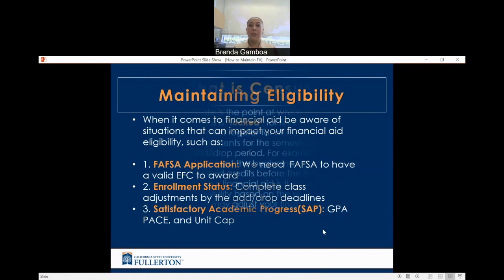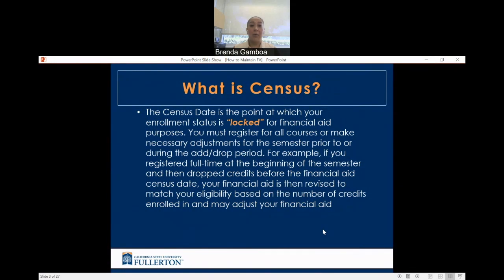Now, when it comes to financial aid purposes, we do have what we call a census date for both fall and spring. The census date is the point at which your enrollment status is locked for financial aid purposes, and you must register for all courses or make necessary adjustments for the semester prior to or during the add-drop period. For example, if you registered full-time at the beginning of the semester and then drop credits before the financial aid census date, your financial aid is then revised to match your eligibility based on the number of credits enrolled and may adjust your financial aid.